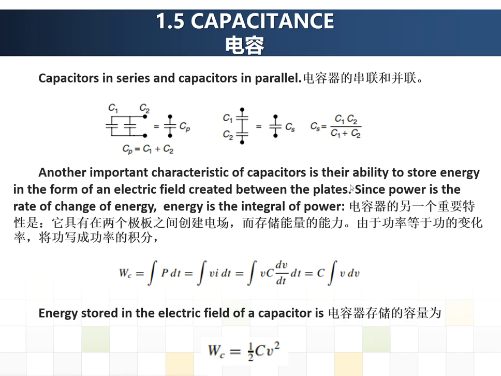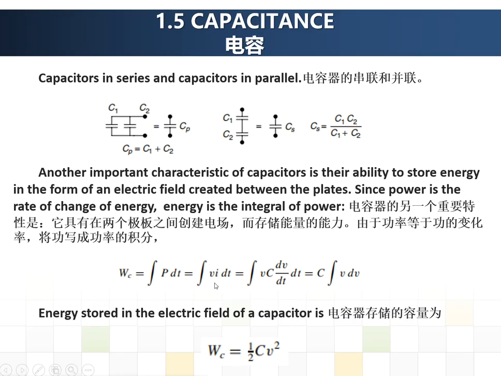An important characteristic of capacitors is their ability to store energy in the form of an electric field created between the plates. Since power is the rate of change of energy, energy is equal to the integral of power. So the energy WC, which is the energy stored in the capacitor, is equal to the integral of power multiplied by dt. It's the integral of the voltage multiplied by current, because power is equal to voltage multiplied by current.